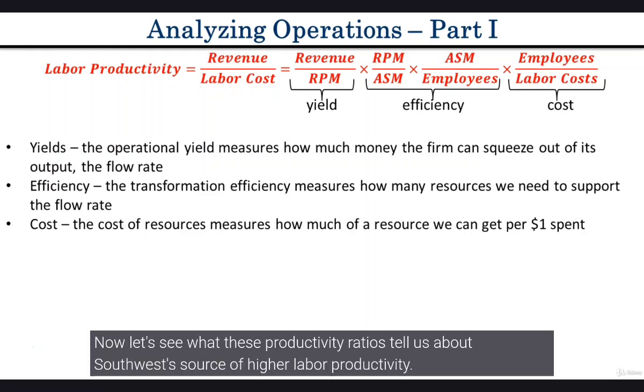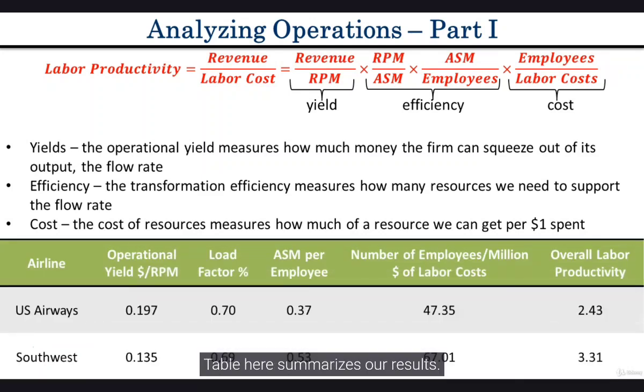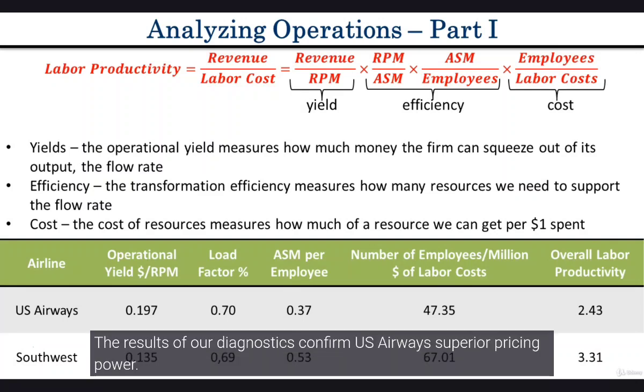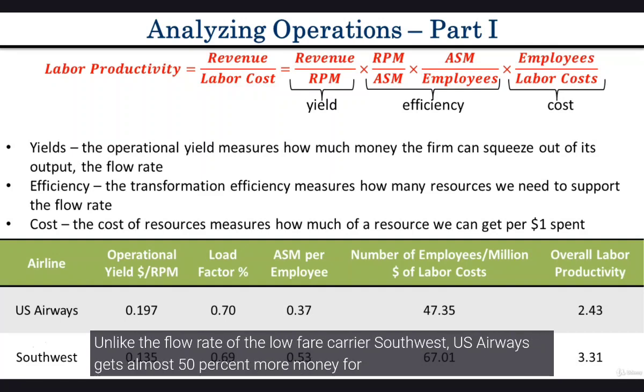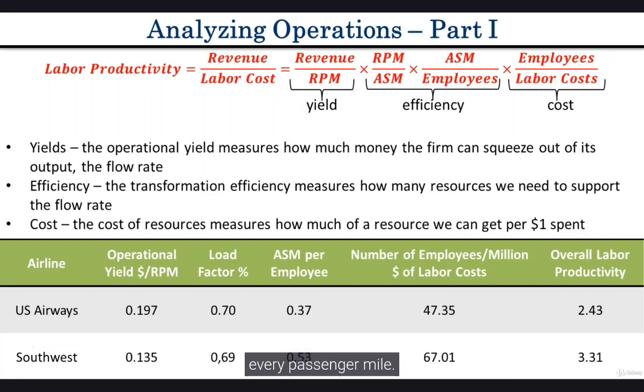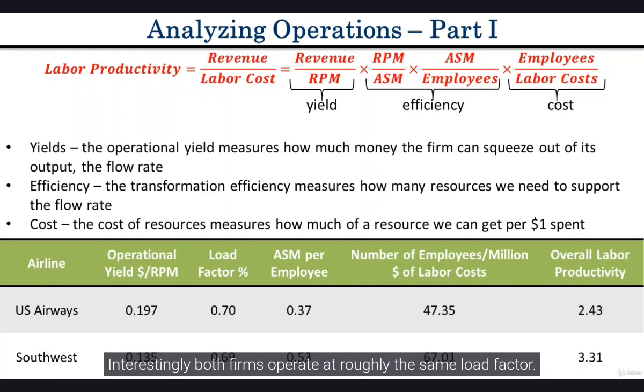Now let's see what this productivity ratio tells us about Southwest's source of higher labor productivity. The table here summarizes our results. The results of our diagnostics confirm US Airways' superior pricing power. Unlike the low-fare carrier Southwest, US Airways gets almost 50% more money for every passenger mile. Interestingly, both firms operate at roughly the same load factor.